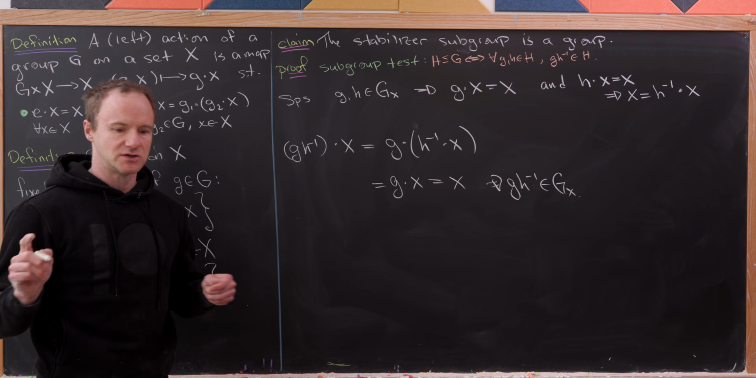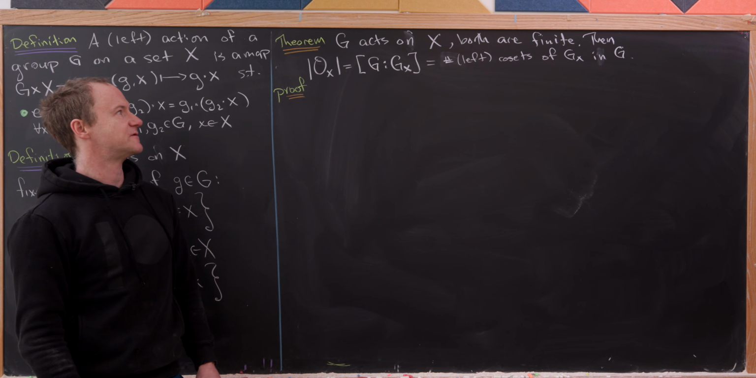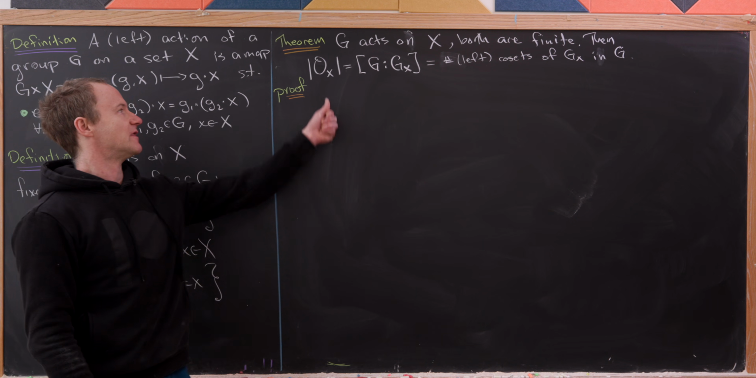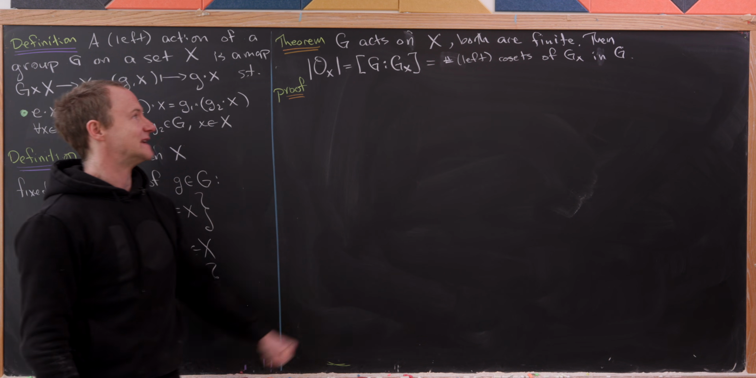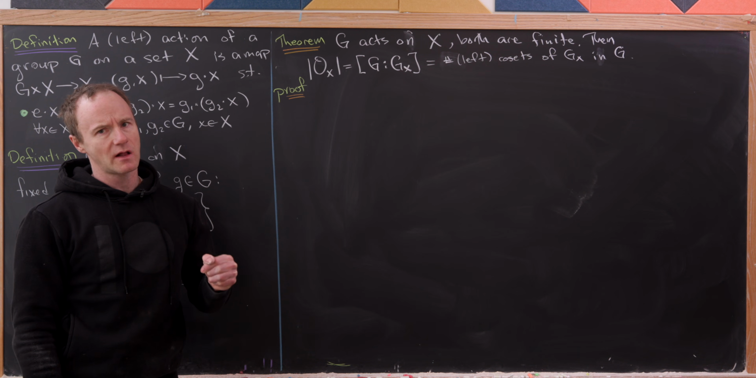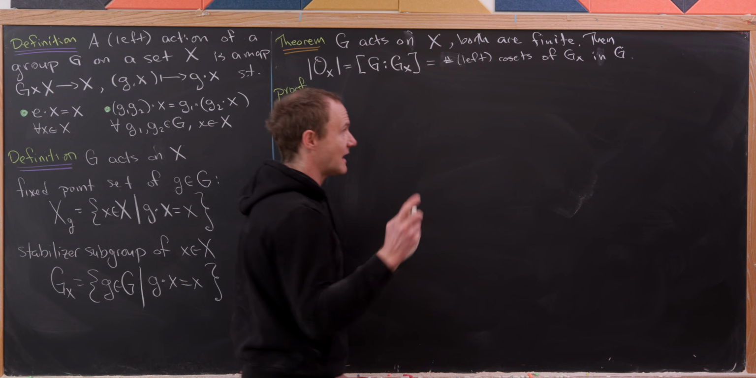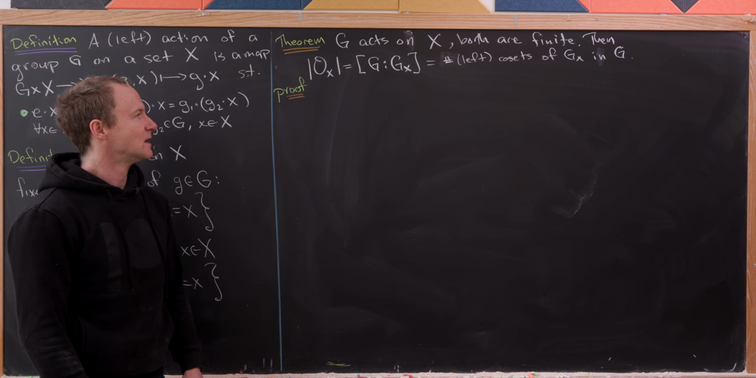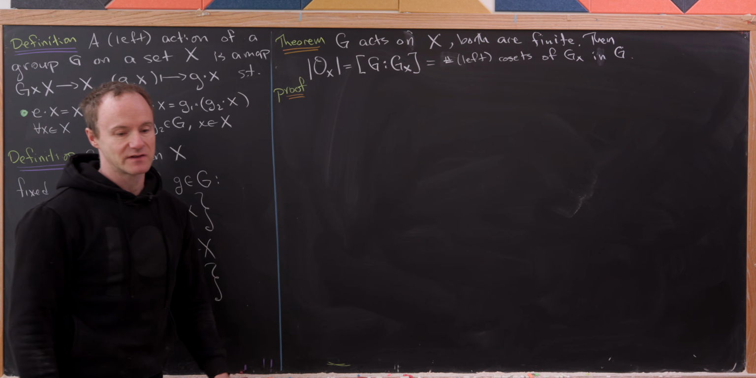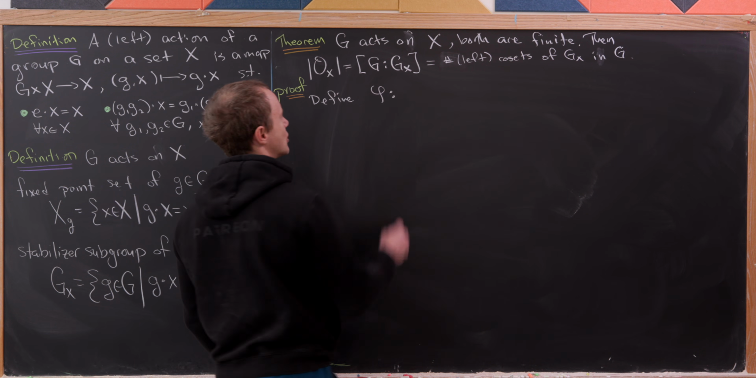Now we're going to prove a nice numerical result about the orbit and the stabilizer subgroup. All right, so what we'll show is that if G acts on X and they're both finite, it's important here that they're both finite, then the number of elements in the orbit is the same thing as the index of Gx in G. But let's recall how that's defined. That index of Gx in G is the number of left cosets of Gx in G. So that means, well, we should have a bijection from the orbit into the set of left cosets. So let's define what might be a natural map and show that that is a bijection.